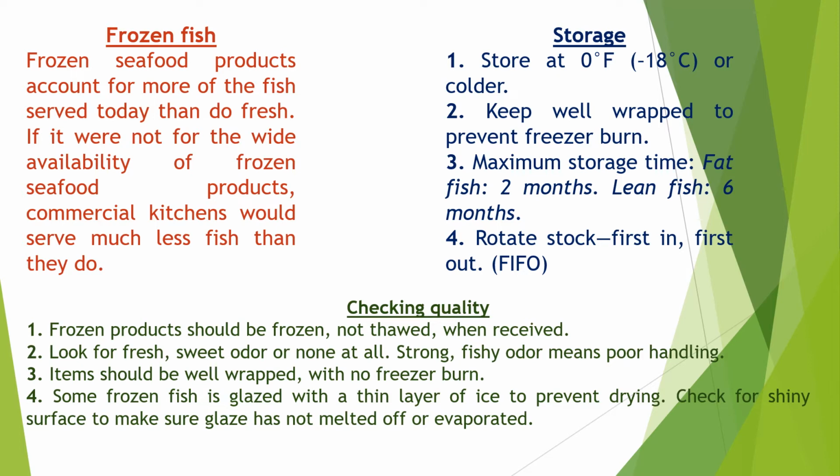Rotate stock first in, first out, which is known as FIFO. What that means is, let's say that last week you buy 15 packs of frozen fish. Now you sell them in your restaurant, and then you notice you only have 5 more packs of frozen fish fillet left. Then you call the company and tell them, I need one more box of frozen fish.